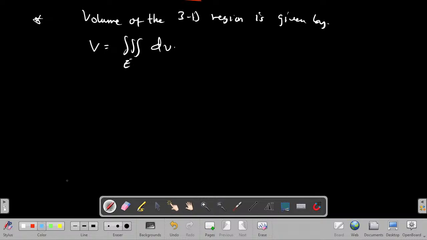Let's quickly talk about general regions. I think this is a little bit technical, even for double integrals over general regions. That's where it's a problem. So please pay careful attention here.